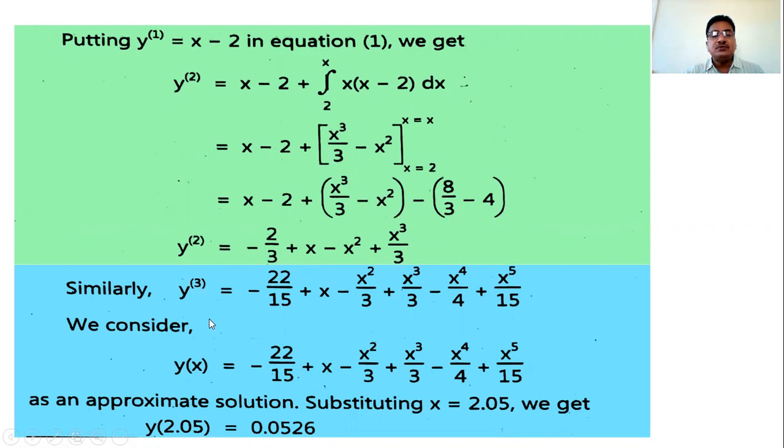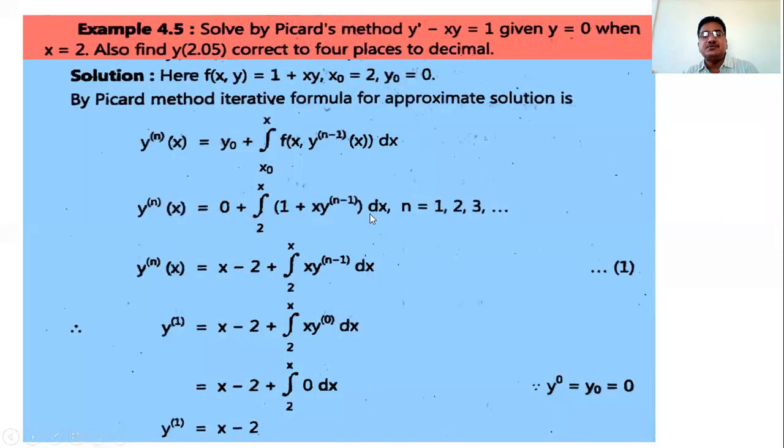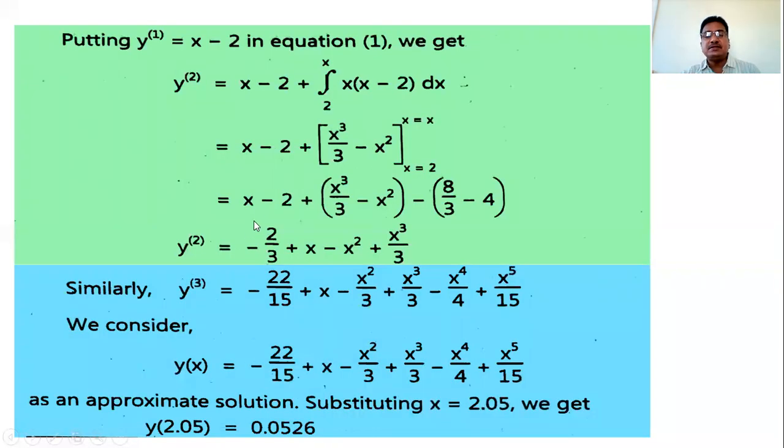Similarly, find y3, the third approximation, and we have this answer. What is y3? Similarly, substitute n equal to 3 in this formula 1. y3 is x minus 2 integration 2 to x, x into y2, that is x into this, then multiply by x and integrate and find the value at the upper limit like this and the value at the lower limit, we get this answer. And we finalize this y3 as y of x.